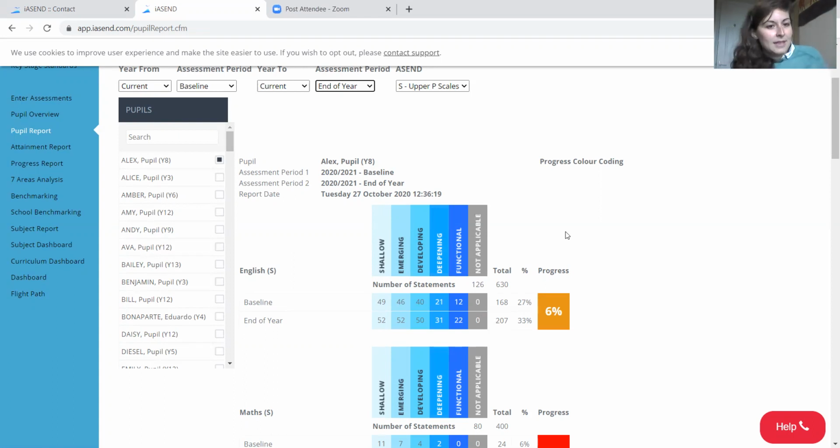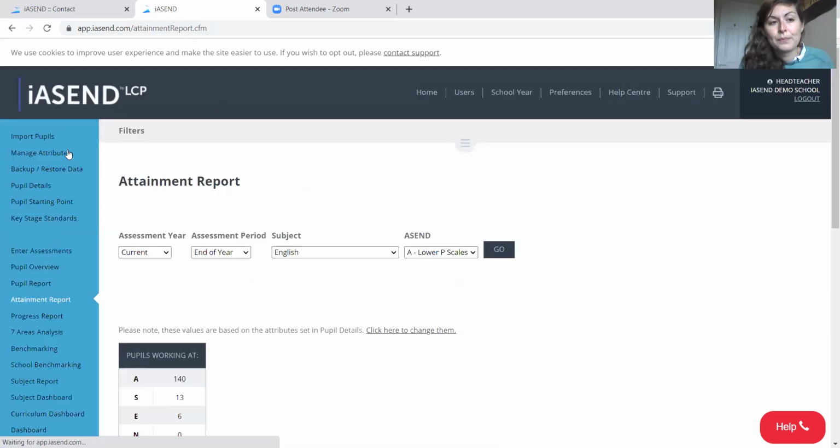So that is what this page does. It's really, really helpful to see what they're accessing and where they are at in their learning. But I want to now get a bit of a breakdown in terms of reading and writing and the different areas and where they are up to in that curriculum. So to get that information, I'm going to head over to the attainment report.